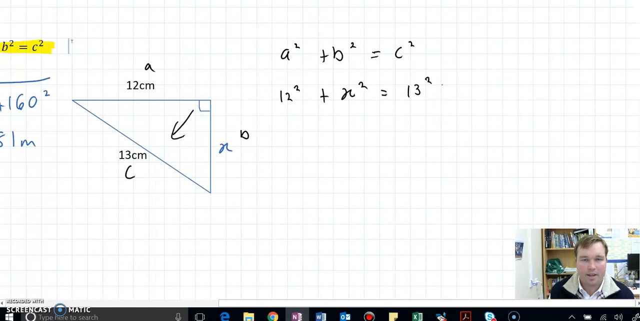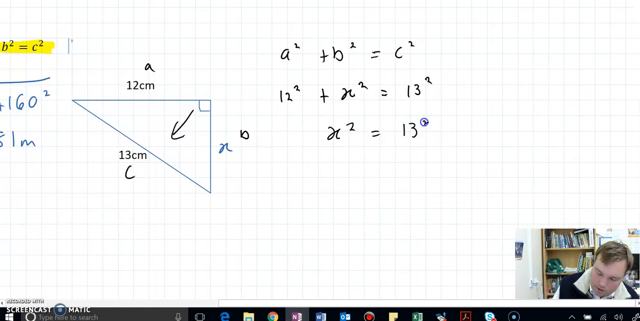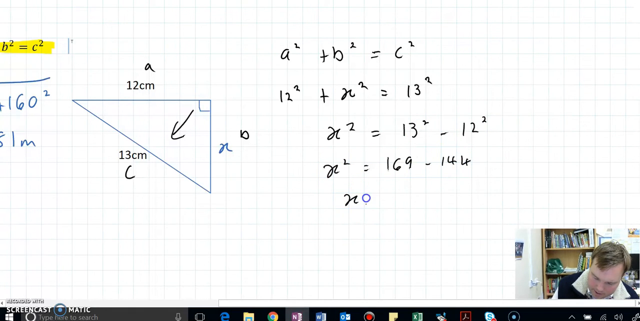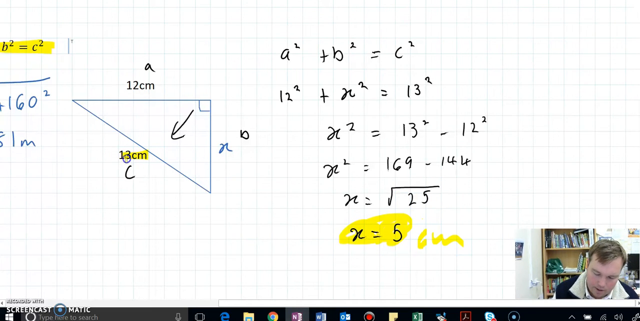However, because sometimes in multiple choice, they might show you the next line of working and ask you to find which the correct line of working will be. Your next line of working would be x squared is equal to 13 squared take away 12 squared. X squared is equal to 169 minus 144, which is 25. X is equal to 5. Now note, x is a whole number, centimeters. When we have three whole numbers with Pythagoras, we can call that a Pythagoras triple.